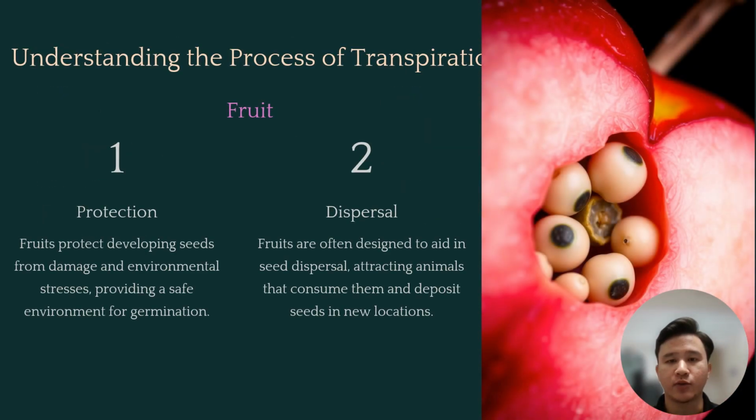For the next slide, I will explain about understanding the process of transpiration. Fruit. Number 1, protection. Fruits protect developing seeds from damage and environmental stress, providing a safe environment for germination. Number 2, dispersal. Fruits are often designed to aid in seed dispersal, attracting animals that consume them and deposit seeds in new locations.